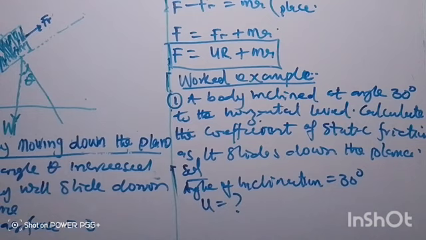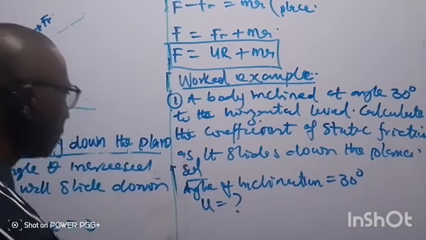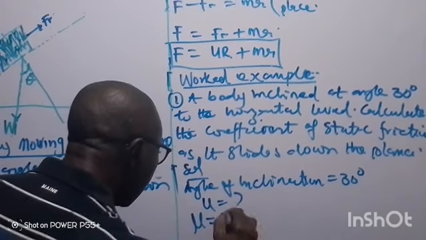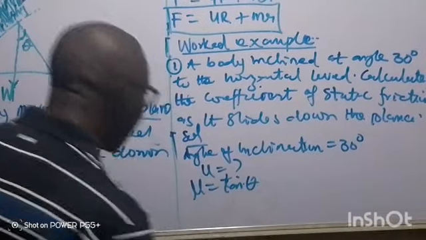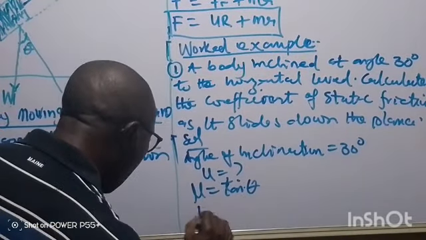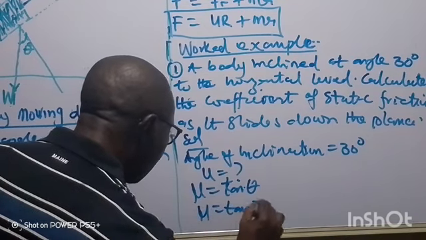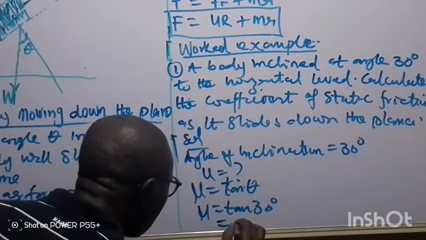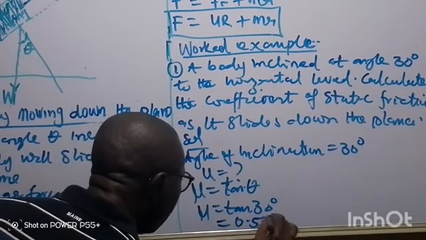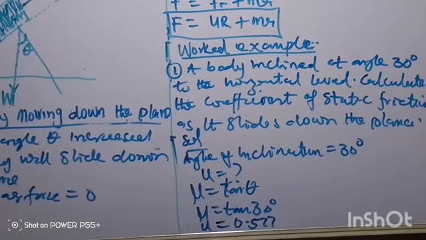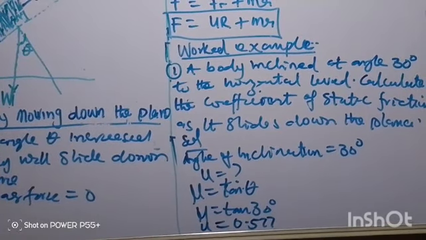And from what we've done so far, the coefficient of friction, once it is on an inclined plane, mu will be equal to tan theta. And our theta is what? That is 30 degrees. So our mu now is equal to tan 30 degrees. And tan 30 degrees is equal to 0.577. That's the value of the coefficient of static friction of the body inclined at angle 30 degrees. That's for example 1.